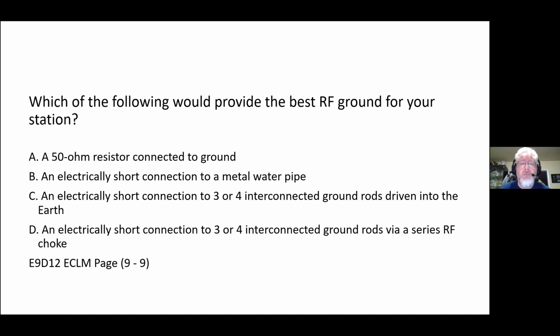Which of the following would provide the best RF ground for your station? A, a 50 ohm resistor connected to ground. B, an electrically short connection to a metal water pipe. C, an electrically short connection to 3 or 4 interconnected ground rods driven into the earth. D, an electrically short connection to 3 or 4 interconnected ground rods via a series RF choke. Charlie. Charlie is correct.